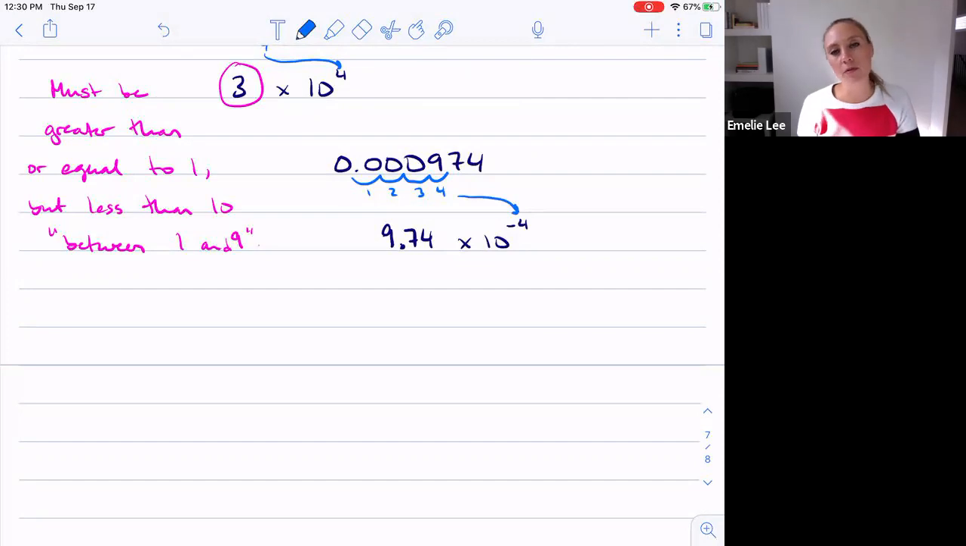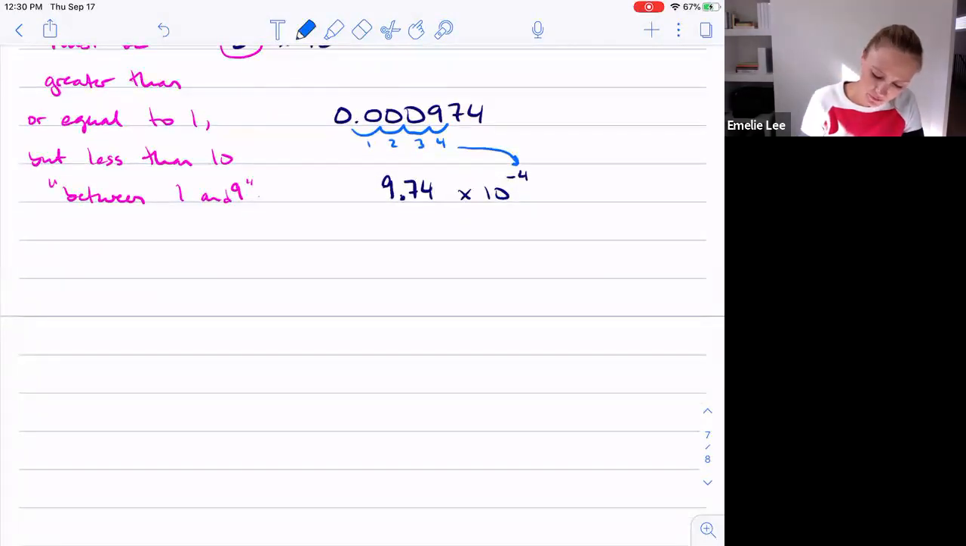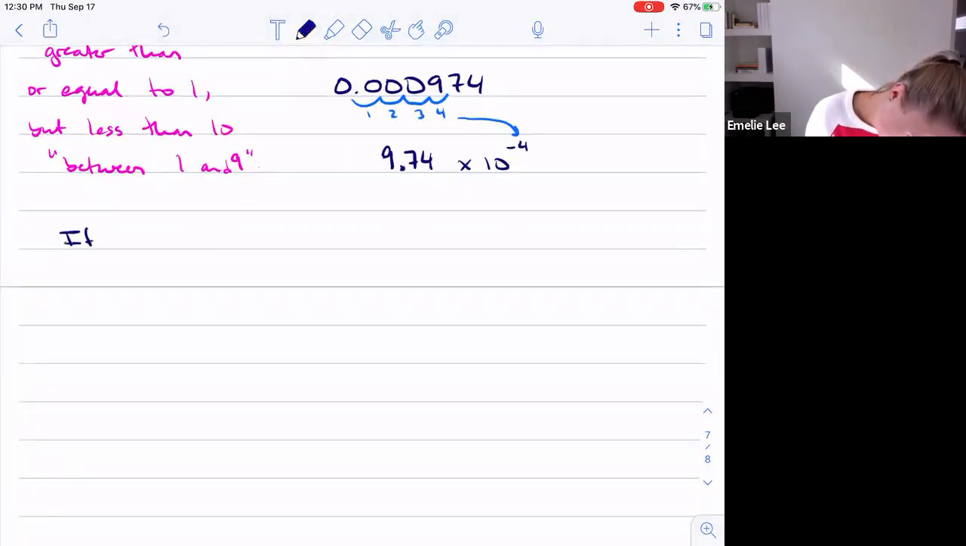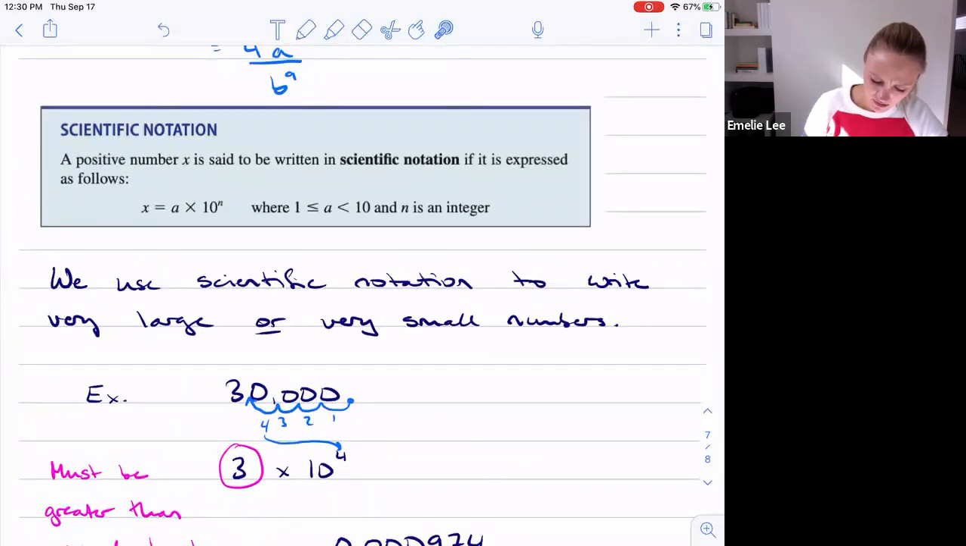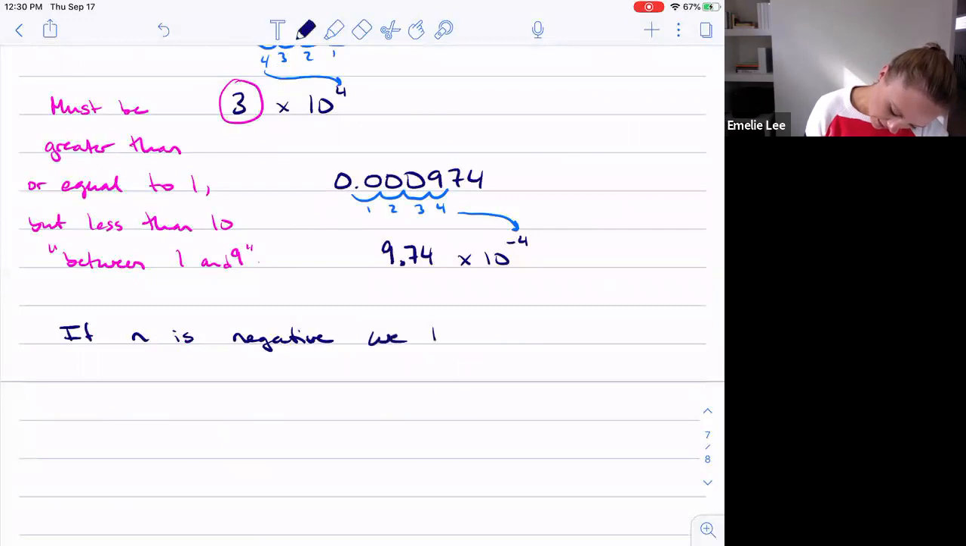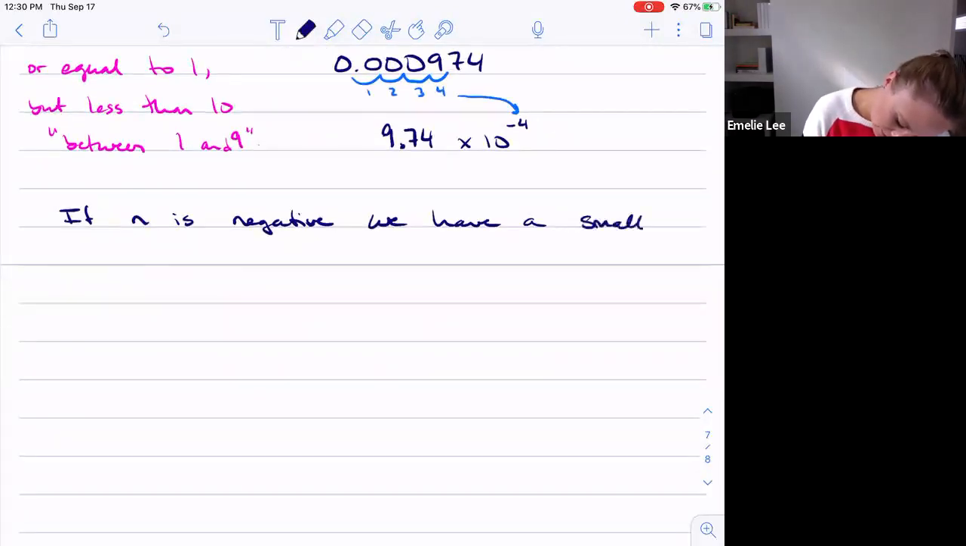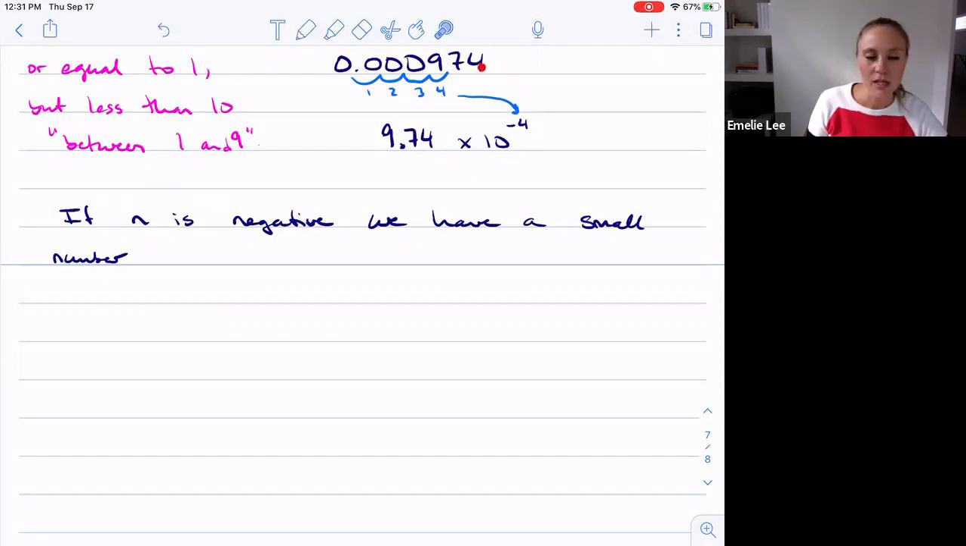Okay. If we're moving into smaller numbers. So if n is negative, n being the power here on 10, it means that we have a very, very small number. To write it in decimal notation, going from scientific notation to decimal notation, we need to move the decimal to the left. So if n is negative, we have a small number.